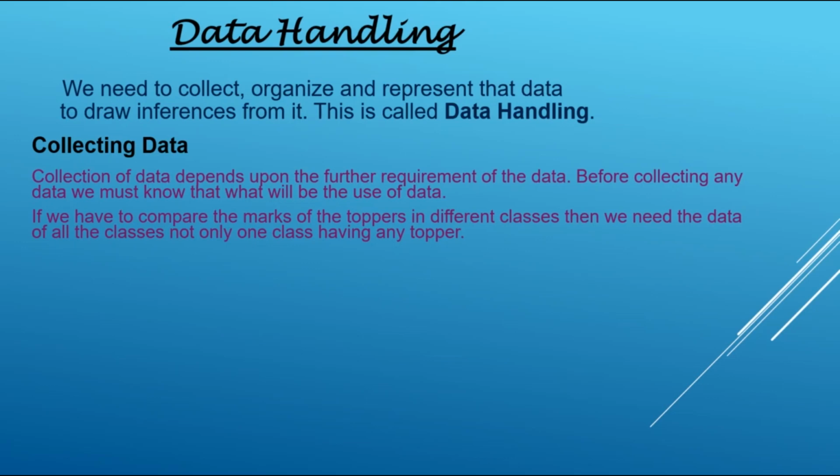So if we have to compare the marks of toppers in different classes, then we need the data for all the classes, not only one class having any topper, because all sections or all classes. So it depends upon the purpose of collecting of data, that what data we are collecting.